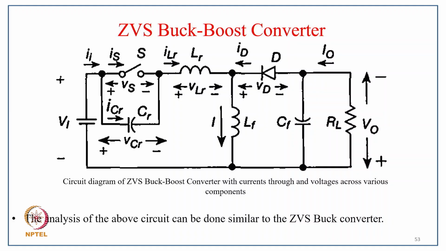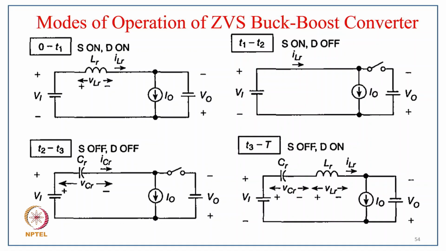Now coming to the ZVS buck-boost converter, where again we are connecting a resonant capacitor in parallel to the switch, as well as the inductor in series with the switch. As you saw there, the remaining elements remain the same as the normal buck-boost converter. So analysis of this circuit can be done in a similar way as the ZVS buck converter.